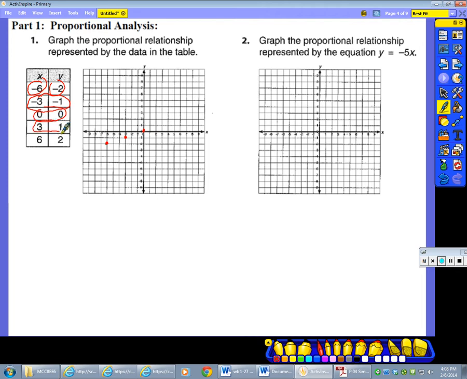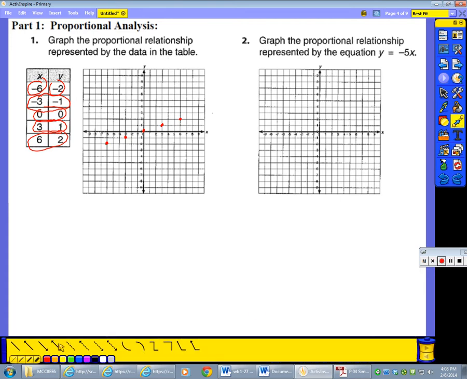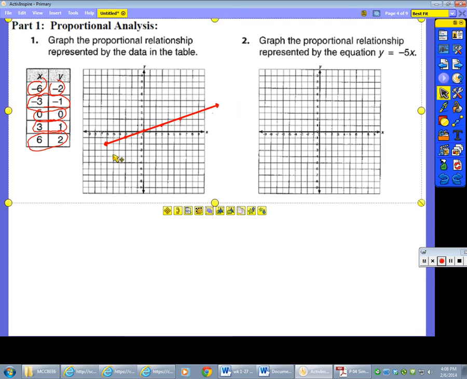And -3 and +1. I'm sorry, +3, +1. So +1, 2, 3, and a +1. And then last one, +6 and +2. So +1, 2, 3, 4, 5, 6, and then +1, 2. And put the point there. Let me get a straight line to connect these. And that's what that graph looks like. And so that's number 1.